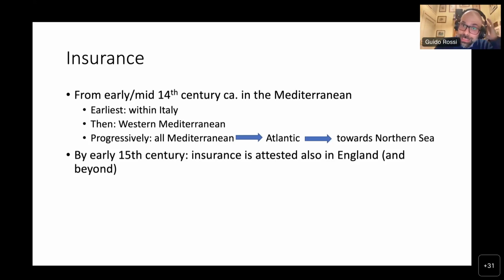Initially, we find it in Italy, then progressively it spreads towards the Western Mediterranean, between, let's say, Italy and Spain. And then progressively it spreads across all the Mediterranean, then the Atlantic Ocean, and then it begins to appear in the Northern Sea. So basically, by the early 15th century, we have insurance all around Western Europe, England included.